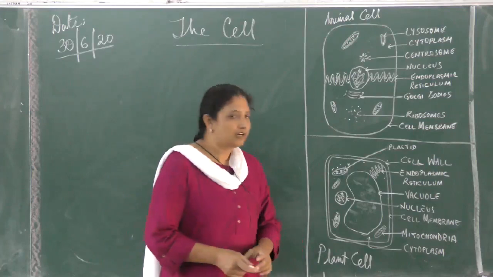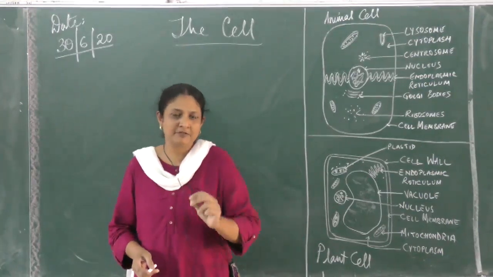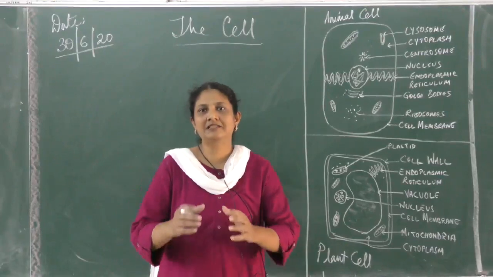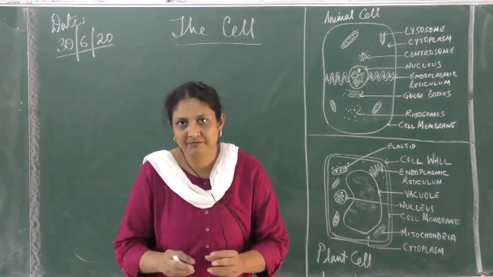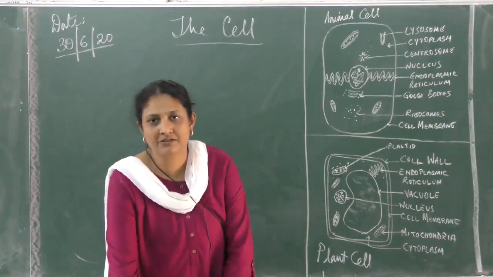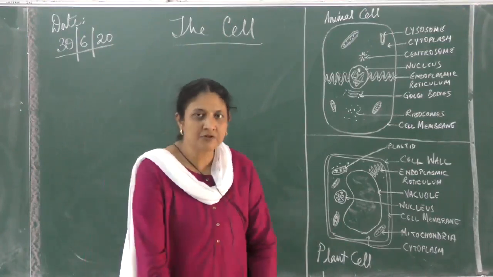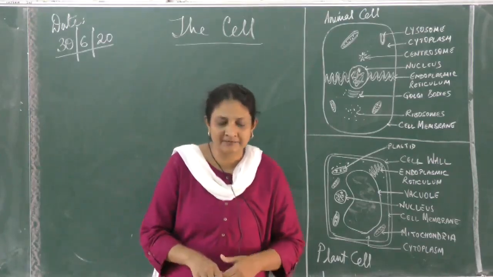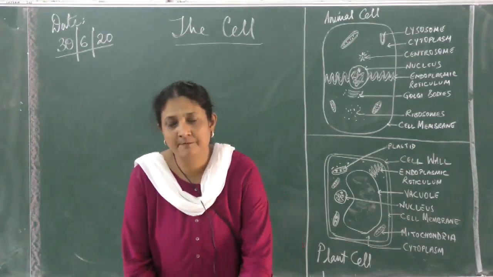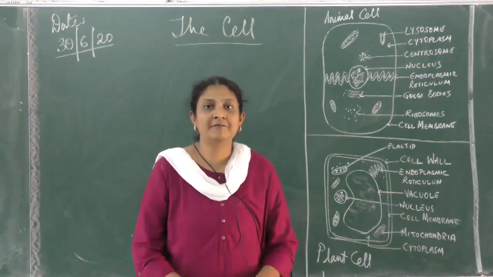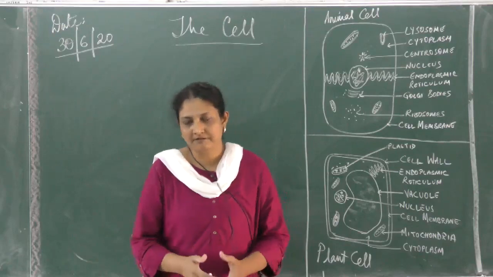It has two or more spherical bodies called centrioles, and these centrioles are guarded by star-shaped structures. Now the next one is called the ribosome. Ribosome is again found in both cells. It is found in plant cells as well as in animal cells. Ribosomes are very important because they help in protein synthesis. So they are called the protein factory of the cell.